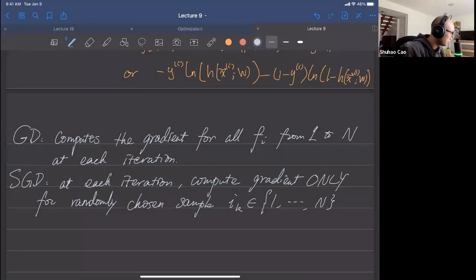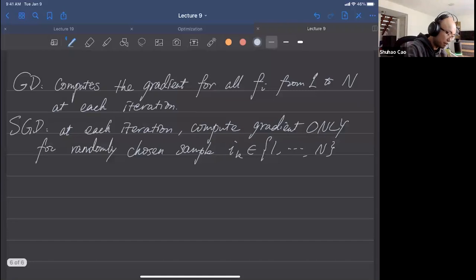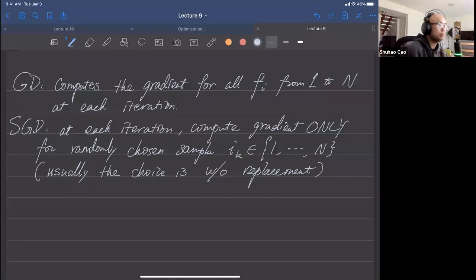And by the way, I want to emphasize that normally this choice is without replacement. So it means if we have used one sample in SGD, we put it into the used basket. So we don't choose it anymore.